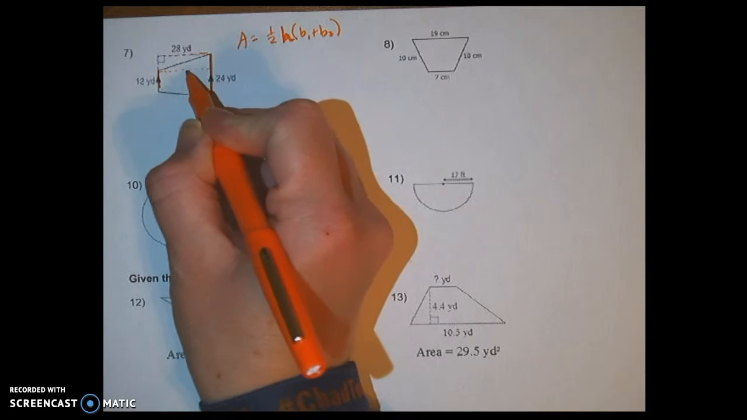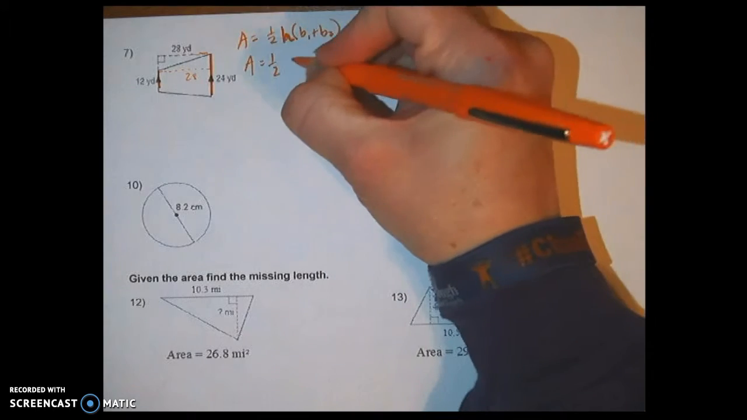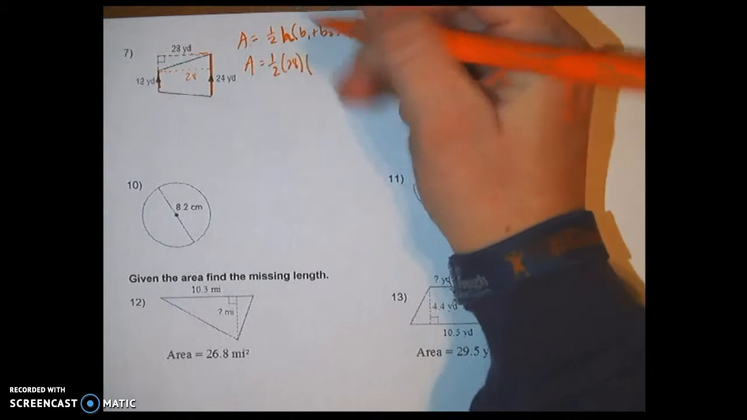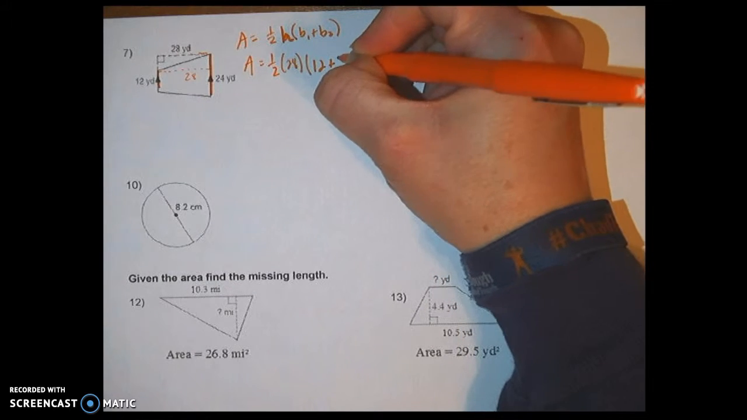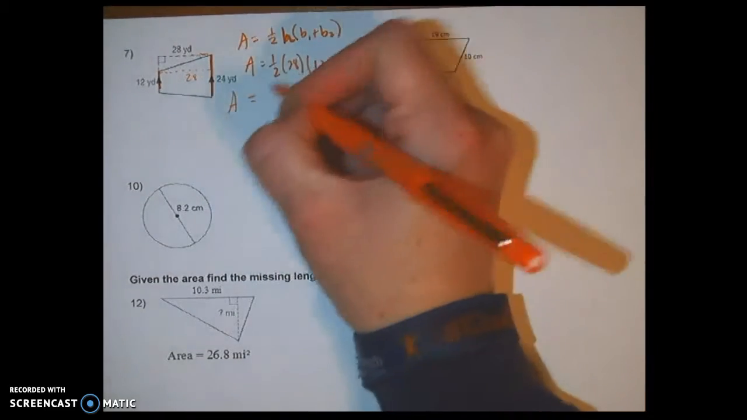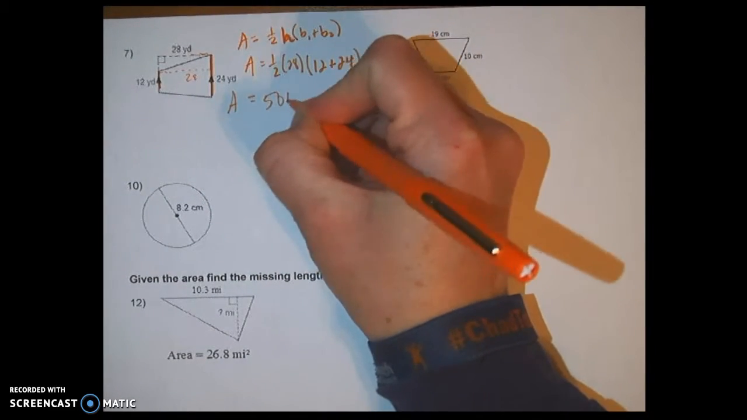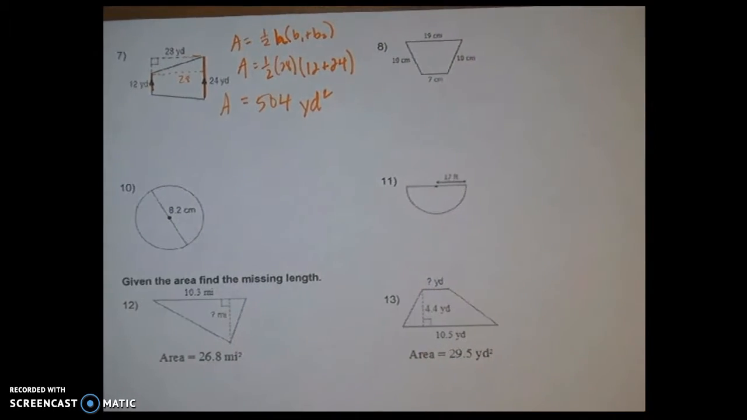That is the same as the height inside the trapezoid, so the area equals 1/2. The height is 28 times the sum of the bases, which is 12 plus 24. So putting that all in my calculator, I know that the area of this particular trapezoid is 504 square yards.